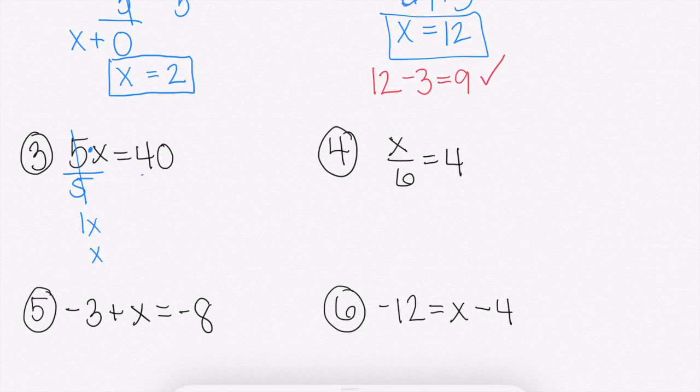So 40 divided by 5, we get that x equals 8. We can check that. 5 times 8 does get me 40. We know we have the correct answer.